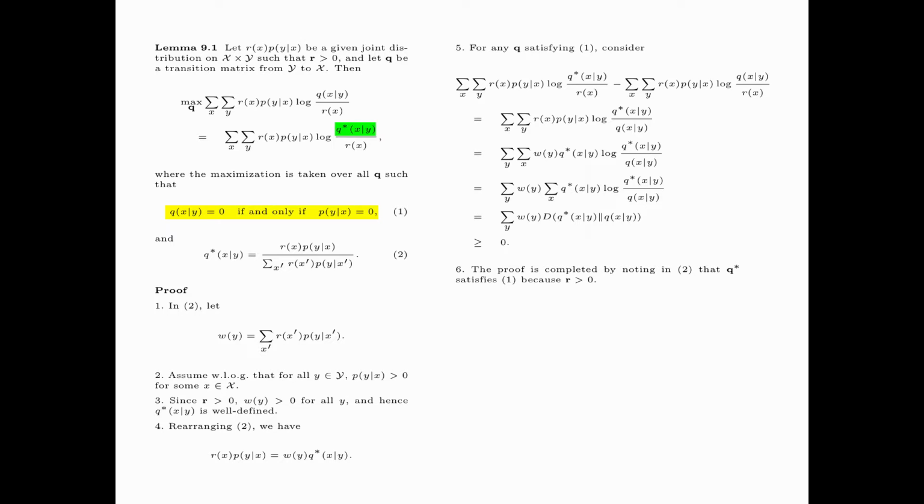Therefore, Q star as defined in equation 2 is indeed the maximizing Q. We remark that the maximizing Q in lemma 9.1 is indeed unique. Toward this end, we note that in order for the inequality in step 5 to be tight, Q(x|y) must be equal to Q star (x|y) for all y, which implies that Q must be equal to Q star.